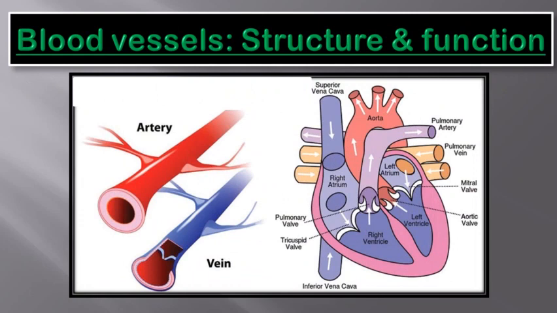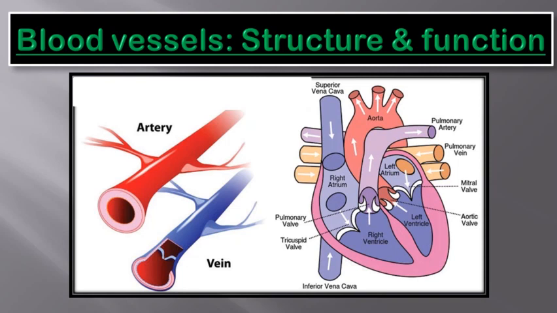So student, now we will learn about the blood vessels, their structures and function. The heart is beating continuously due to the relaxation and contraction of the cardiac muscles. Due to this contraction and relaxation, the blood continuously circulates through the blood vessels. There are two main types of blood vessels: you can see the arteries and veins. These are used to carry the blood and circulate it throughout the body and into the heart.